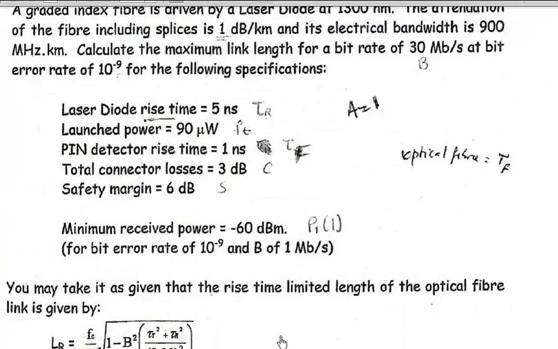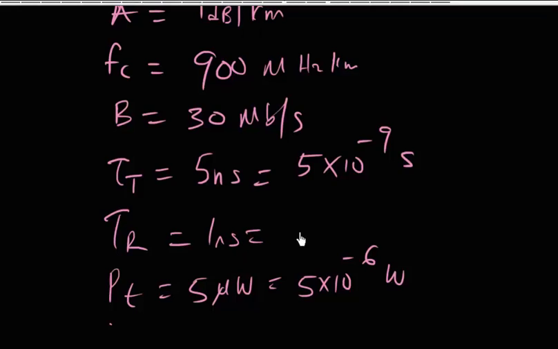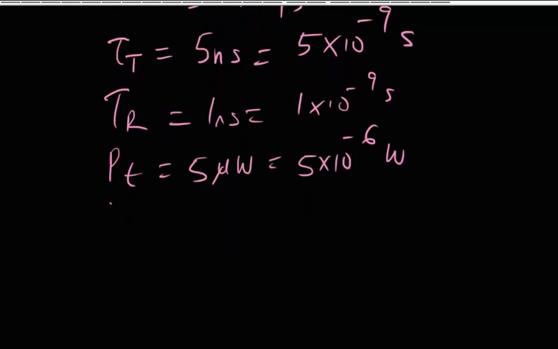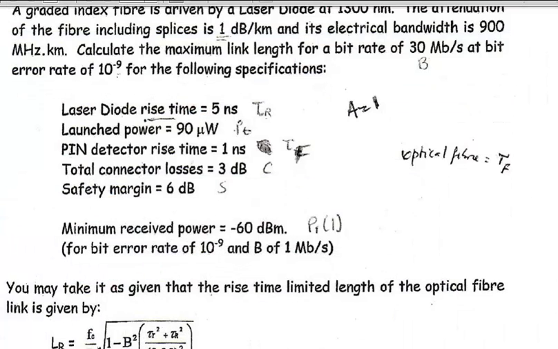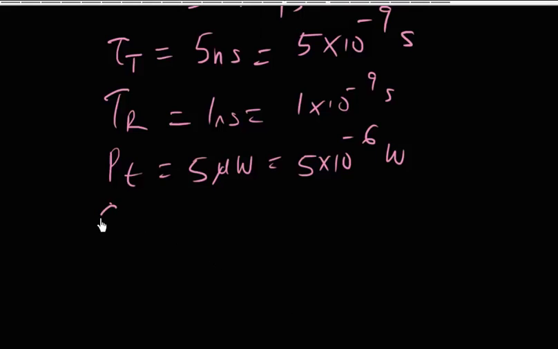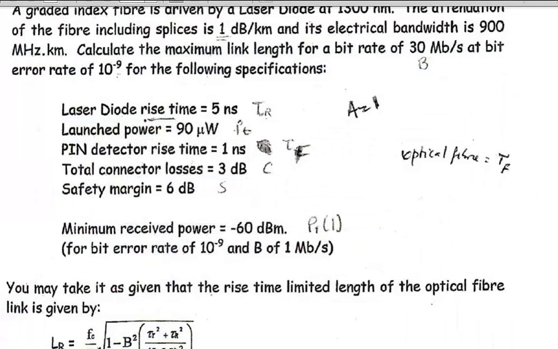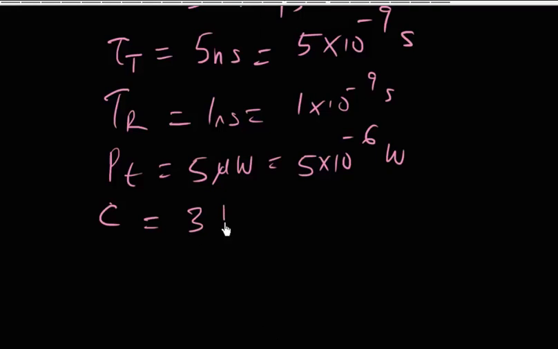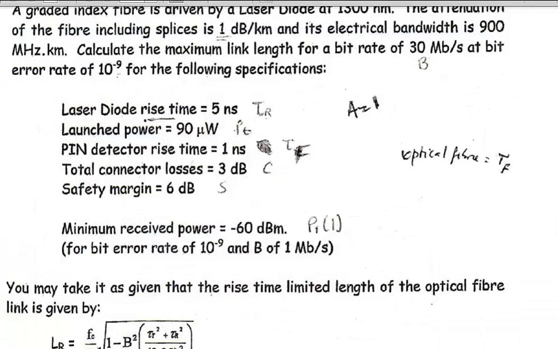Receiver time is 1 nanosecond, 1 times 10 to the power minus 9 second. And connector loss C is equal to 3 dB, right? S is equal to 6 dB. That's the safety margin.